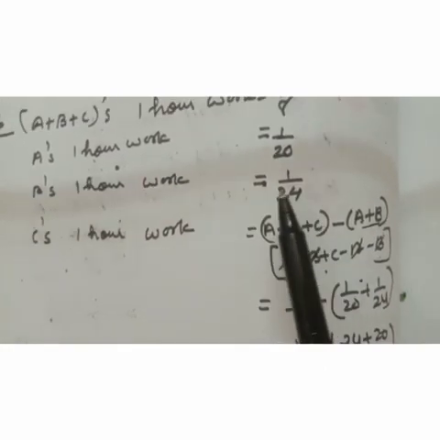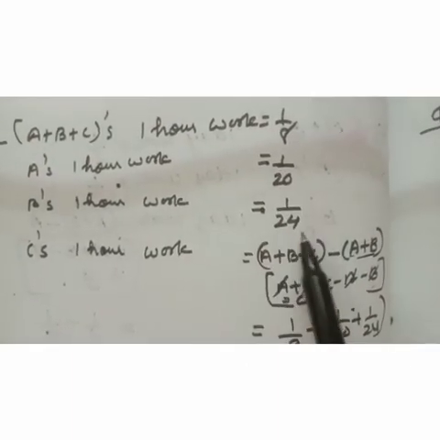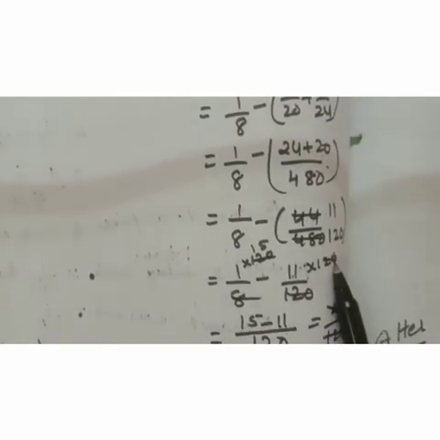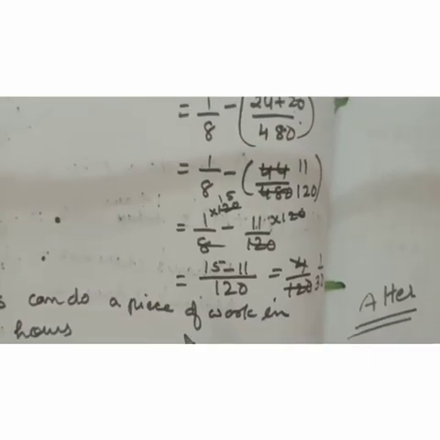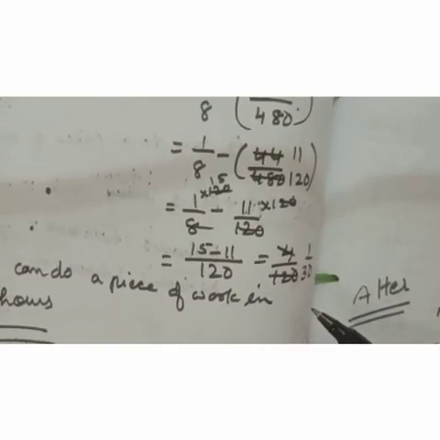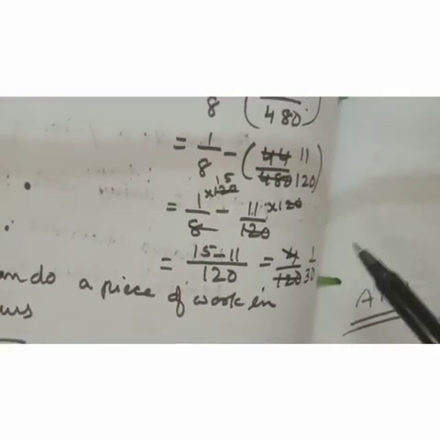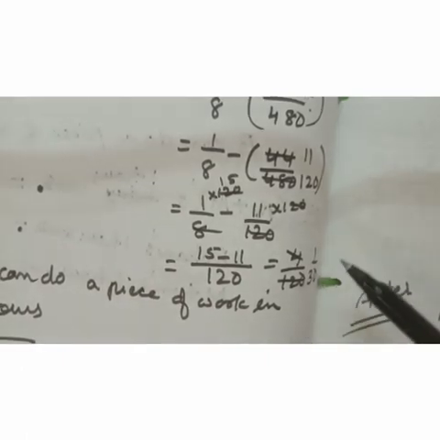So you have to put the value here. A plus B plus C is 1 by 8. A plus B meaning 1 by 20 plus 1 by 24. Take LCM and solve. You will get the answer. See here, 1 by 30. Take this 1 by 30 work, take reciprocal, that means 30 days needed.